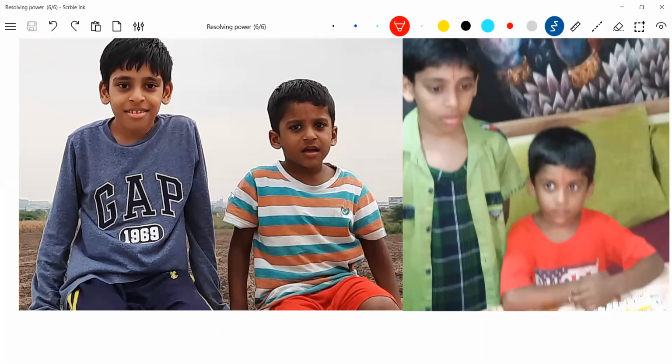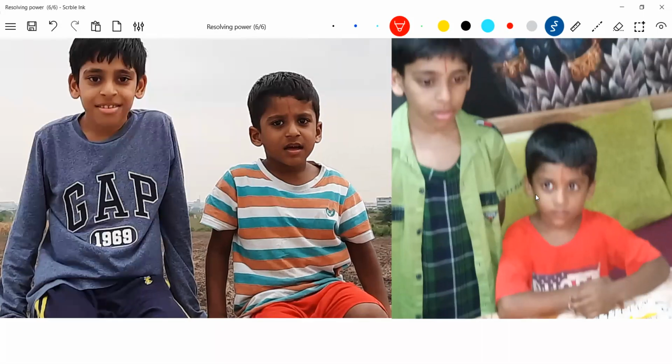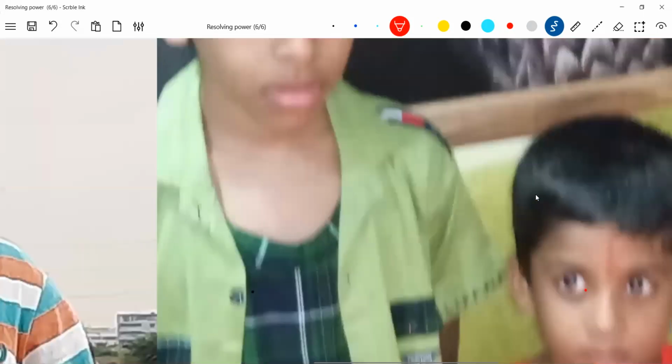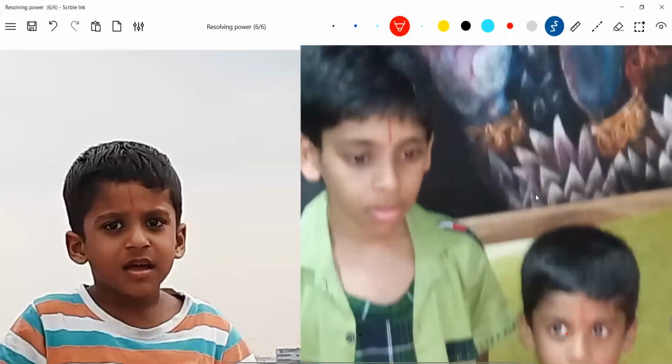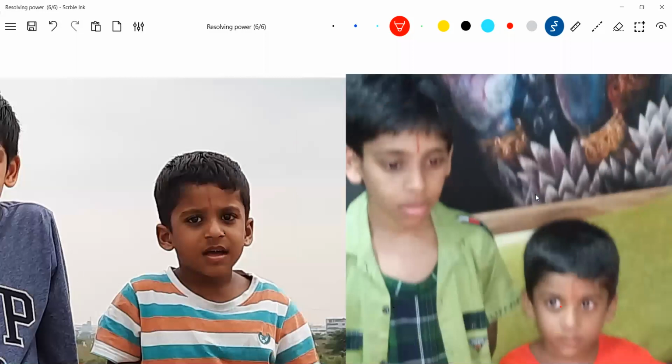Old pictures from around the 1990s, 1980s, if you see them, they'll look like this. Only when you keep them a little far away will they appear clear. So as our technology improved, we are going for high resolution images.